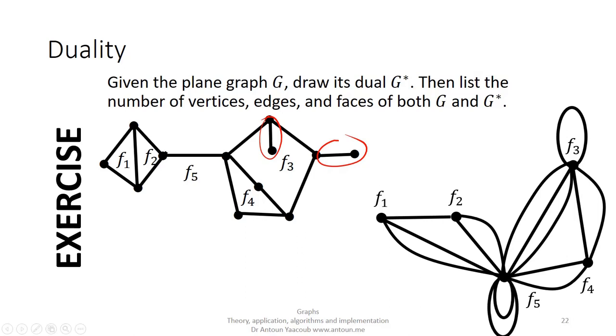Between f5 and f5, we have 2 loops. Why do we have 2 loops? Because we have one here and one at vertex f3 and f5, because we have this outer edge which is a bridge, and the second one is for this one too. So the graph has 12 vertices, 15 edges and 5 faces. Obviously, the dual has 5 vertices, 15 edges and 12 faces. So this is for the duality of the graph.